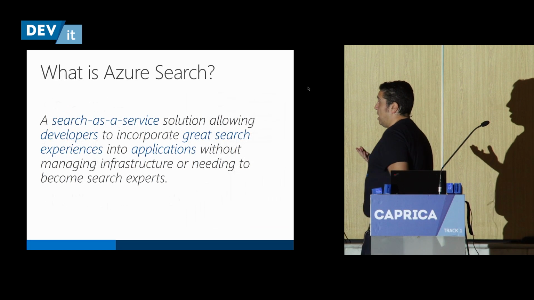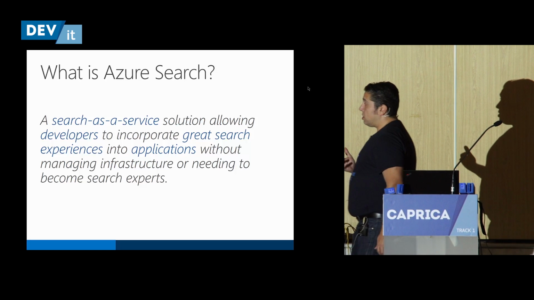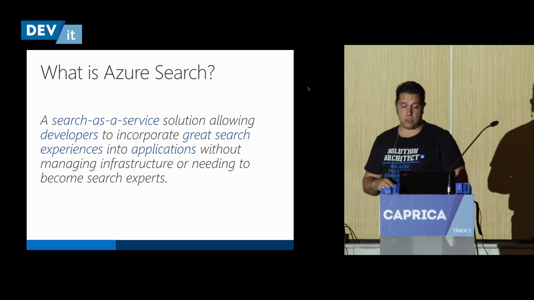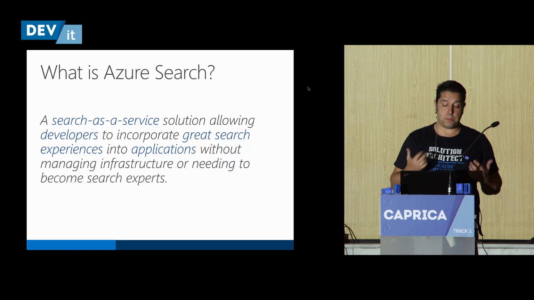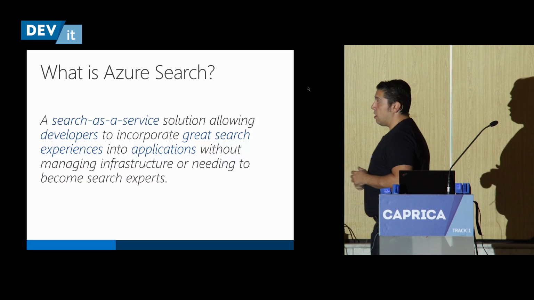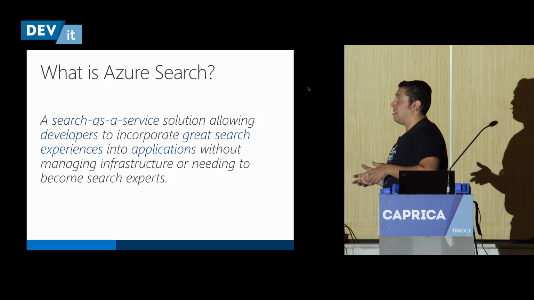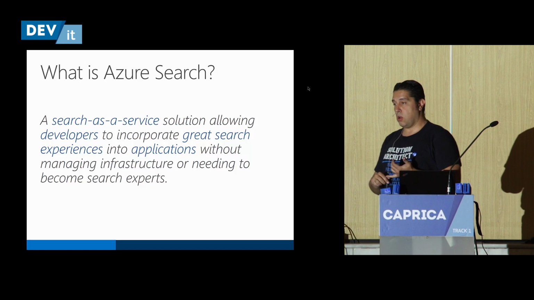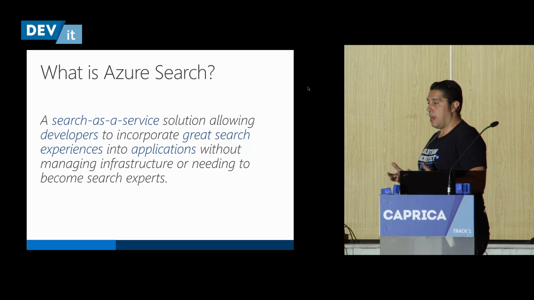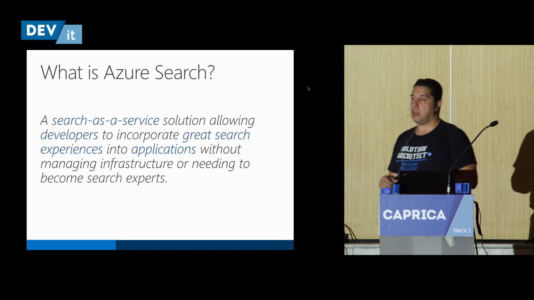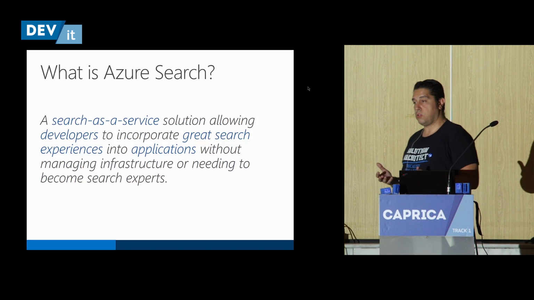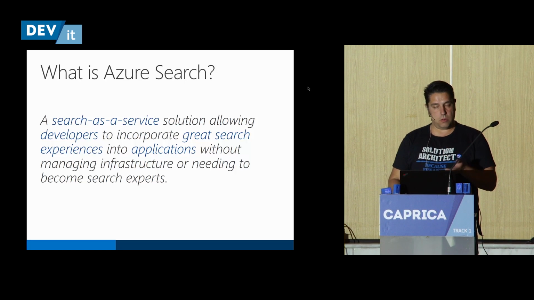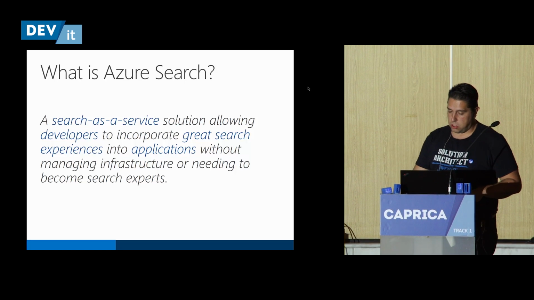So what is Azure Search? Azure Search is a search as a service solution that allows developers to incorporate great search experiences into applications. So what does search as a service mean? It means that you don't have to install, configure, or do anything like that. You just click a few buttons and you have a service that you can use to put search into your websites. And we're going to see how that works.